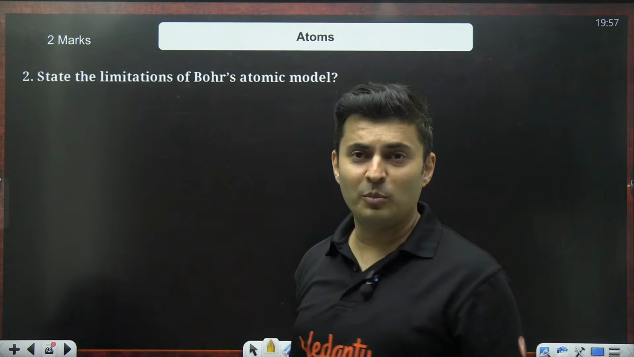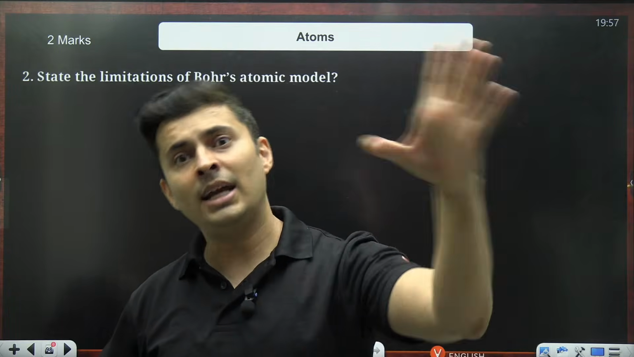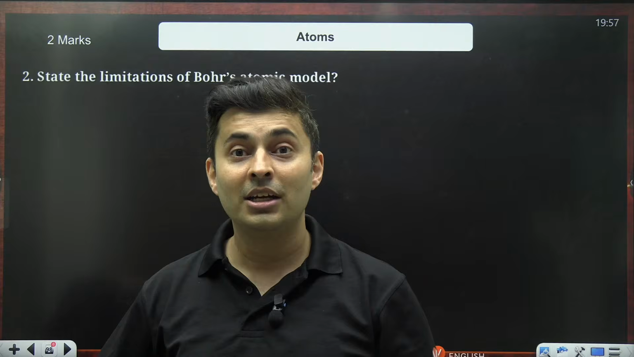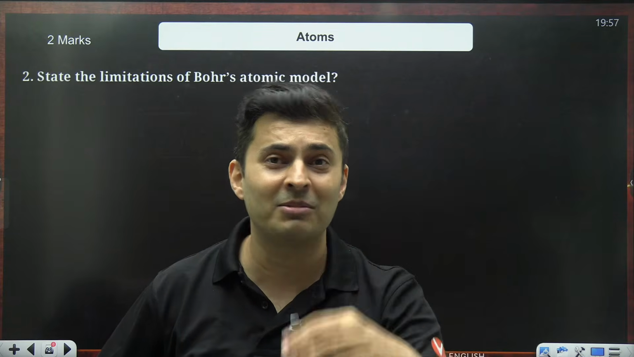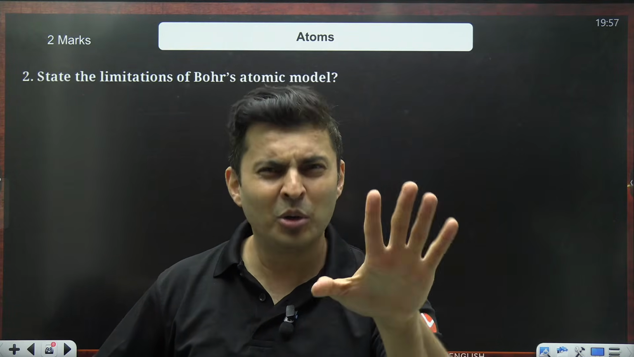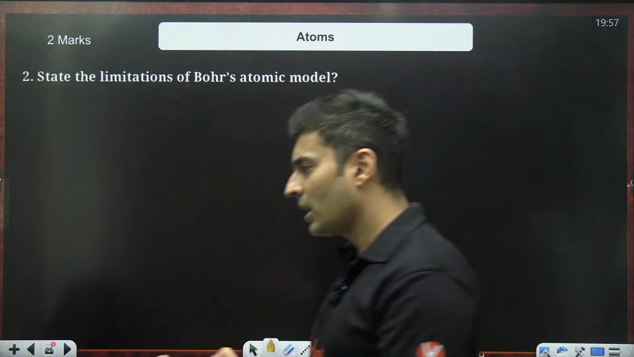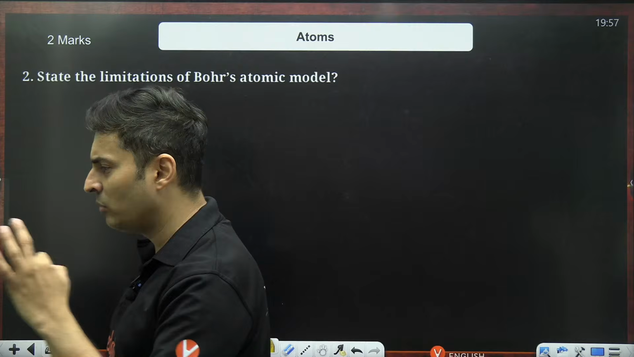State the limitations of Bohr's atomic model. Write it like that: Bohr's atomic model had many limitations. It's like you're doing a favor on that examiner. Boss, there are so many. Don't worry, I'm doing a favor by writing a few of them. Here are a few. And then write down point 1, point 2, point 3.